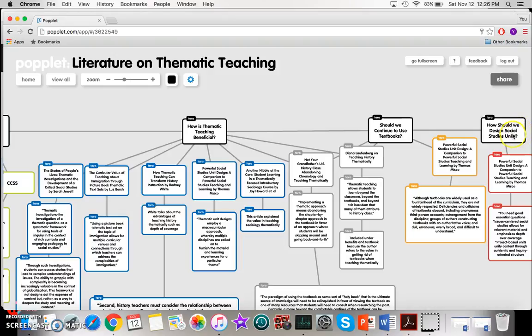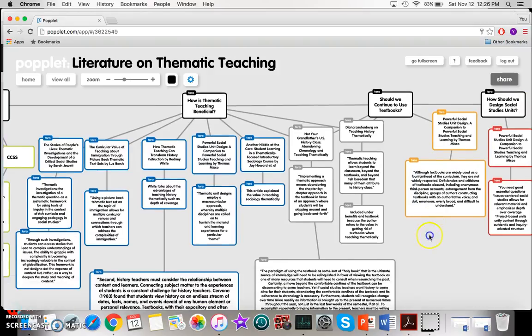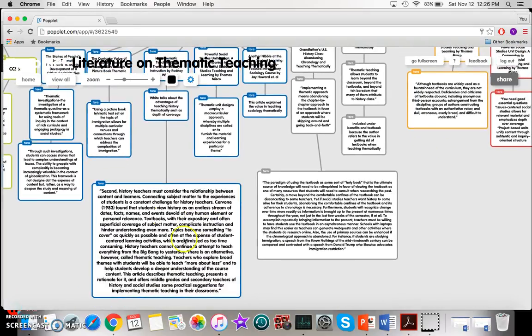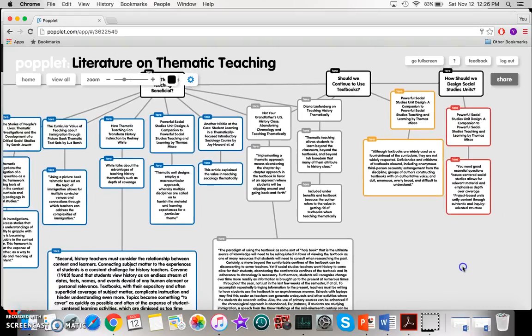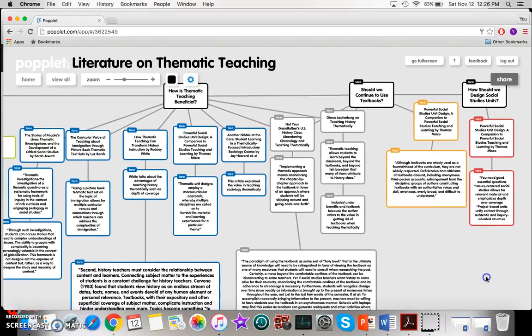And over here we have how should we design social studies units, because now that we know that thematic teaching is extremely important and can really help students, how do we go from there? How do we design these thematic units? And I think that this literature here will really help me in designing the new pacing guide that I'm creating as my final project.